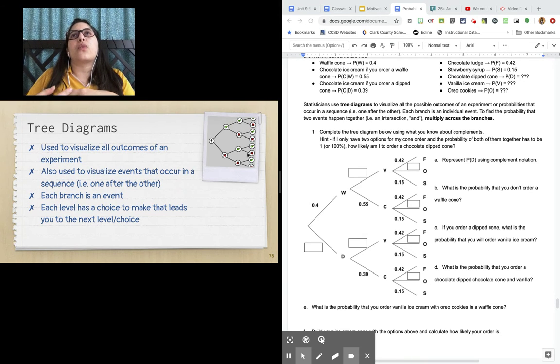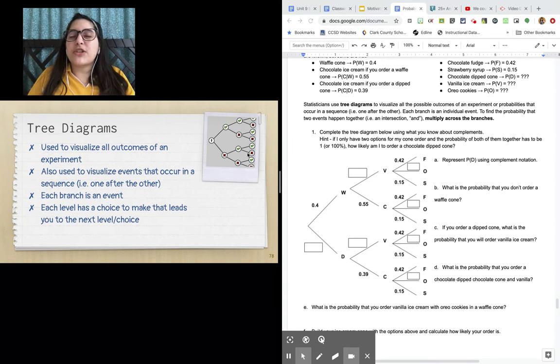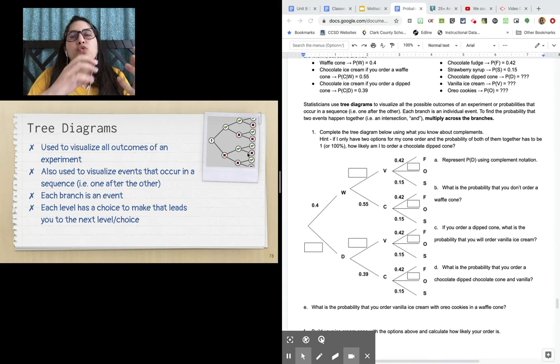So like we've been dealing with two-way tables and Venn diagrams. That doesn't really tell us much of anything about if we choose one thing and then we choose another thing. It's just giving us an overview of the probabilities of certain events and how they're related to each other. Tree diagrams are great when you're talking about making choices or doing one thing after the other.